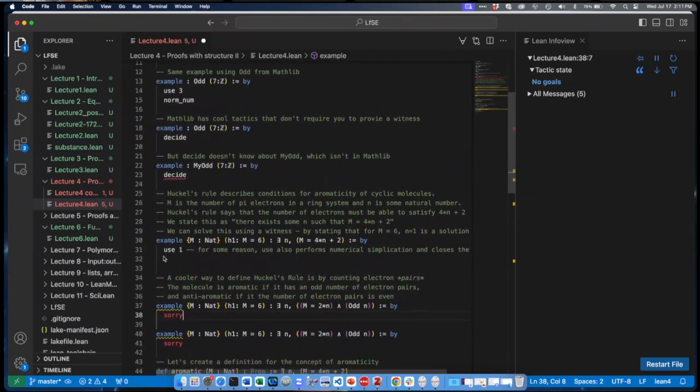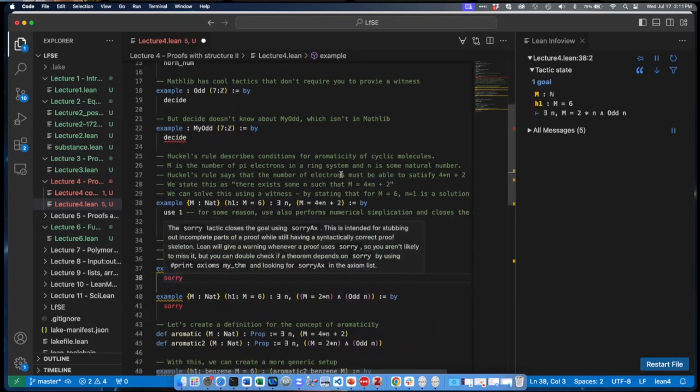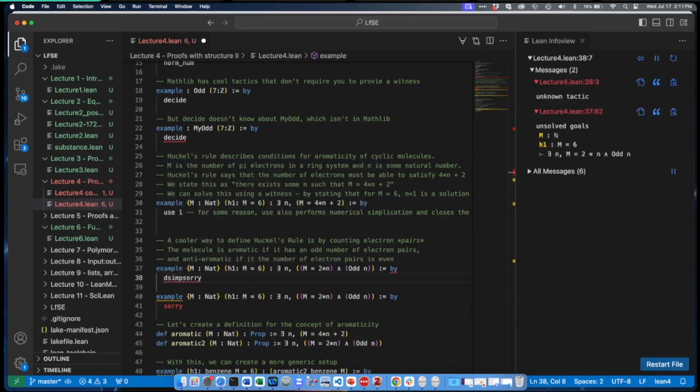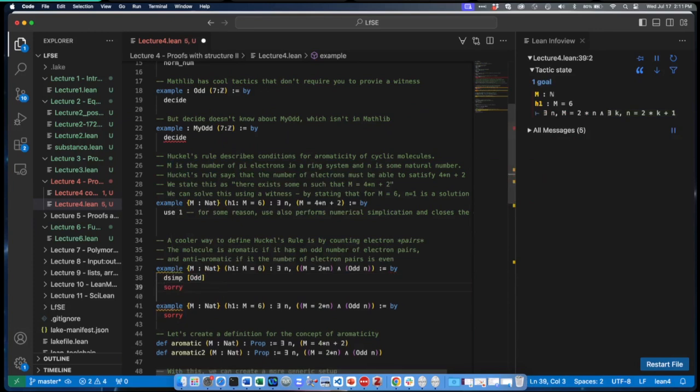So DSIMP, okay. Well, let's first take a look at this. Yeah, so we have odd n. We could potentially use DSIMP to replace odd n with the definition of that. Can I? Let's try it. DSIMP odd. Okay, it worked.